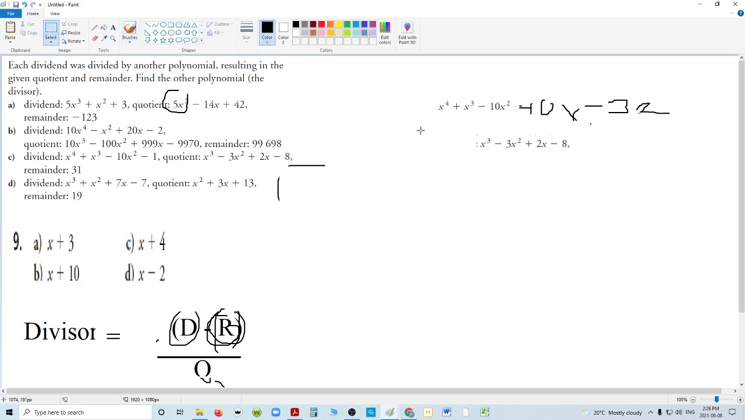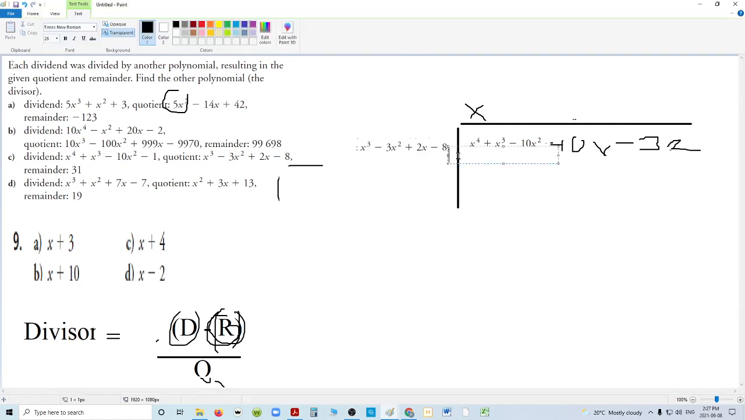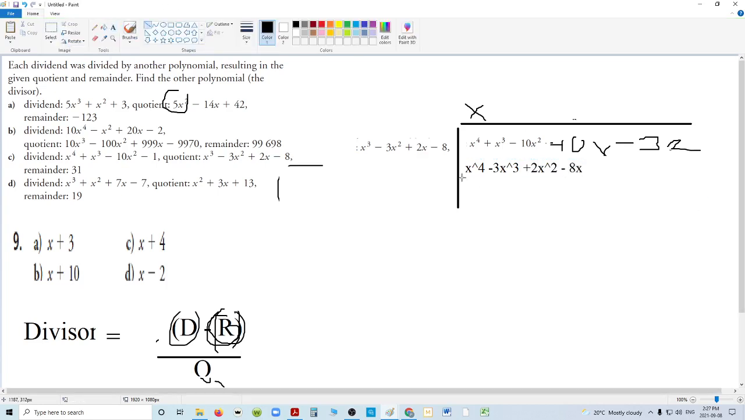So we're essentially going to do long division, this divided into that. After we do the first one, we should be able to see the number. So how do I turn x cubed into x to the 4? It's x. If I multiply out that x to the divisor on the left, I get x to the 4 minus 3x cubed plus 2x squared minus 8x. Now, I have to subtract that from the stuff above.